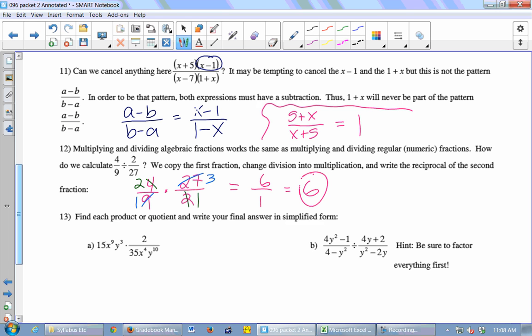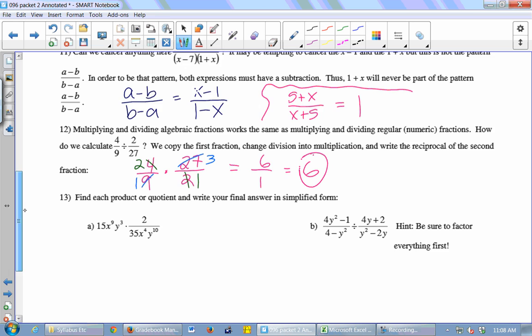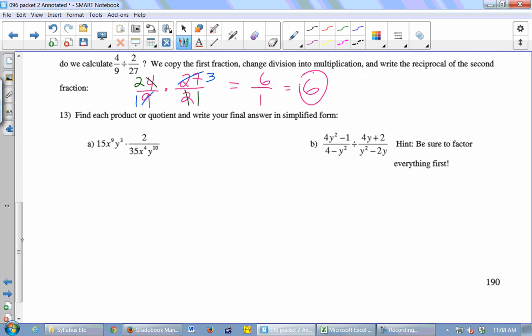So we do a similar thing when we're going to multiply or divide algebraic fractions. All right, so I've got 15 times x to the 9th times y cubed times a fraction, 2 over 35x to the 4th y to the 10th. So first thing I think I'm going to do is write 15x to the 9th y cubed as that over 1.